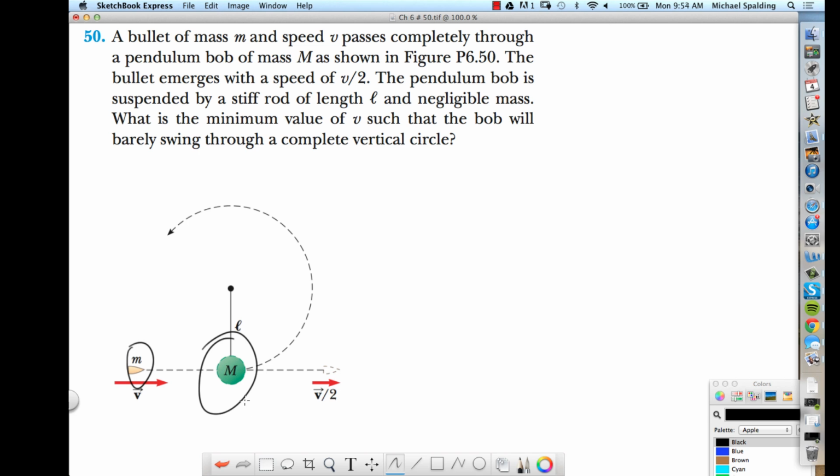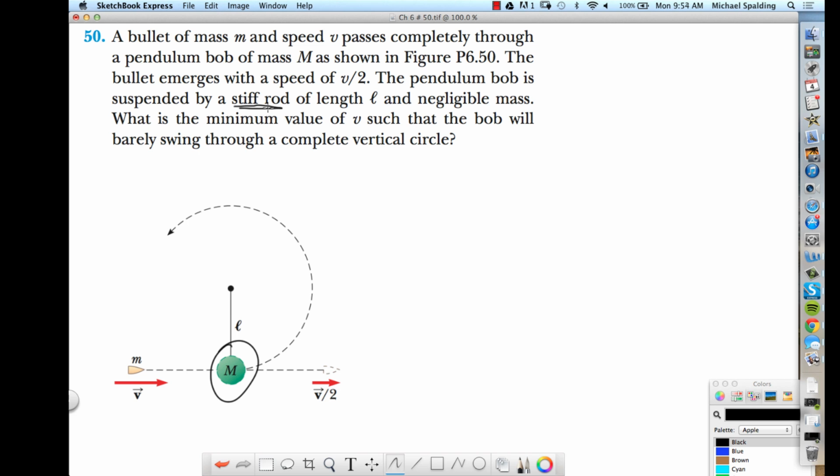The initial velocity of the bullet is what? V. Then they tell us that the bullet passes through big M, through this pendulum bob, and then over here, the final velocity of the bullet after the collision is V over 2. Okay? Now, as a result of the collision, what happens to this big M here? So this guy is attached to a, where does it say right here? Stiff rod.